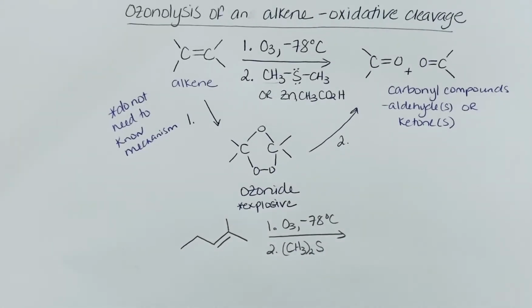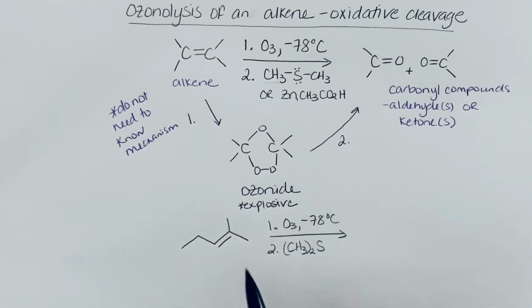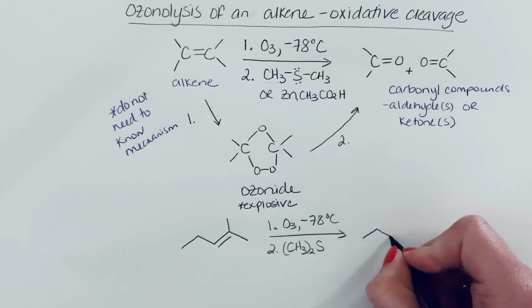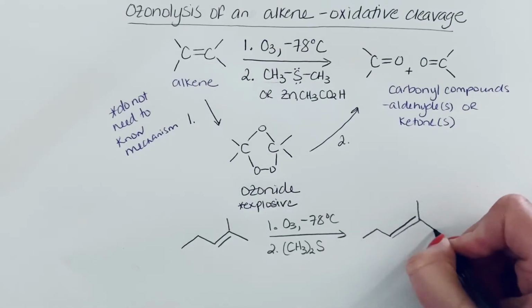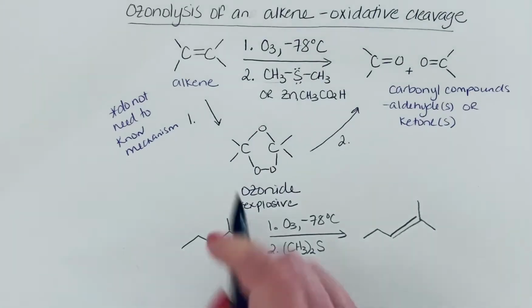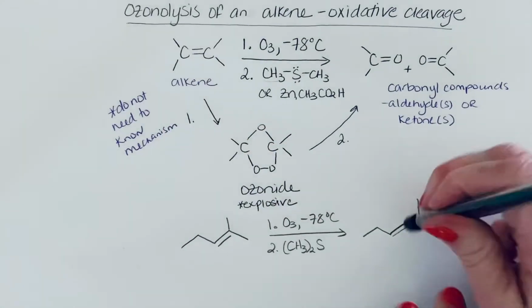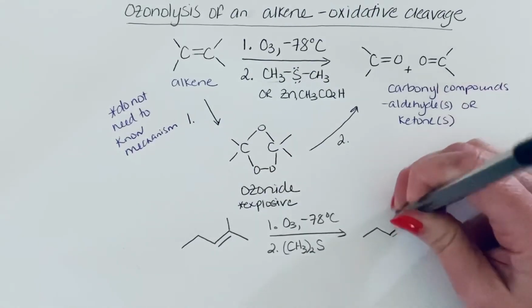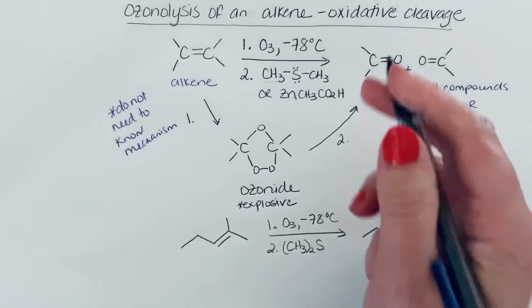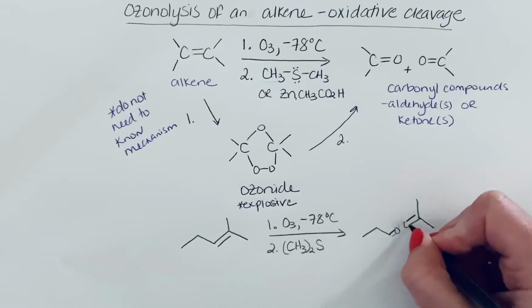So the easy way to draw this product is to actually redraw the starting material and just draw this double bond a little bit longer. So I'm going to exaggerate that double bond and make it longer. And in this reaction, I am going to cleave the double bond. So here I am going to cleave the double bond. So that's the cleavage part, oxidative because we're adding two oxygens.